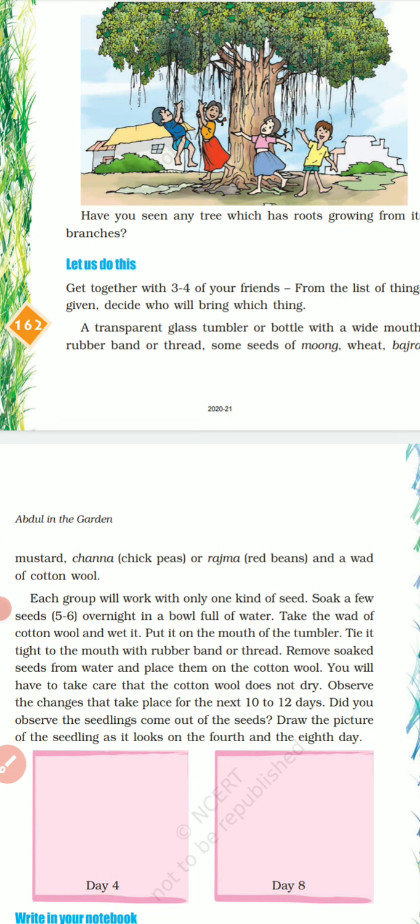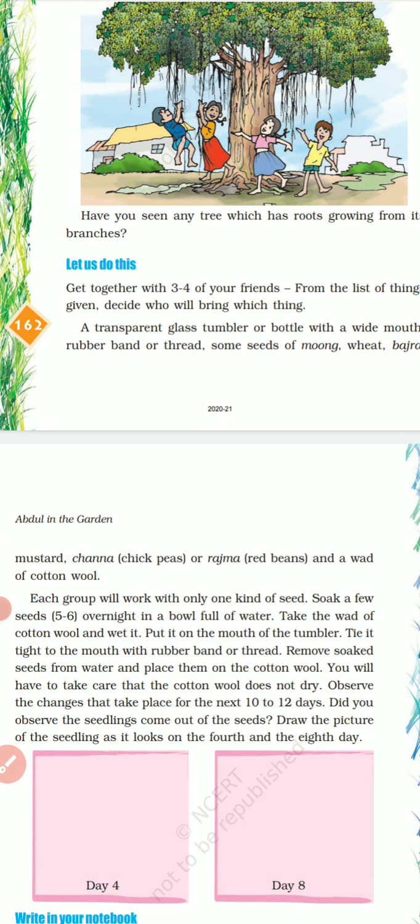Now each group will work with only one kind of seed. Alright. Soak a few seeds, like 5 or 6, overnight in a bowl full of water. Take the wad of cotton wool and wet it. It's a bed, a cotton wool bed. You have to make a mattress like this, a mattress of cotton wool. Alright. You have to wet that. Put water on that and make it wet.